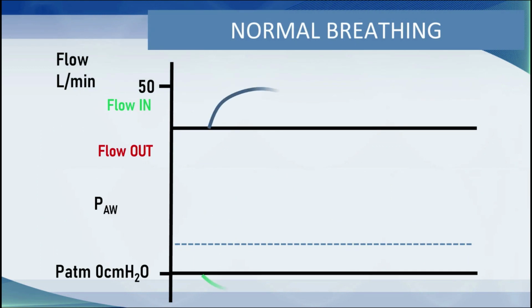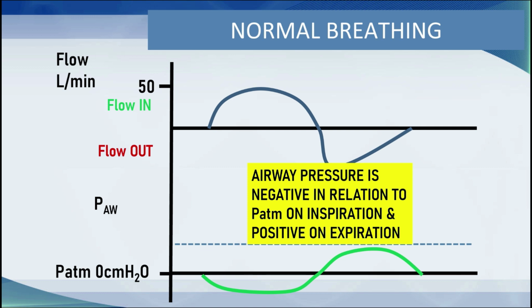Now, you will recall these curves from a previous tutorial where we looked at the normal breathing pattern, the sinusoidal flow pattern, the sinusoidal airway pressure pattern that essentially mirror one another. A slight negative deflection in airway pressure during inspiration and a slight positive airway pressure in expiration, but it all ends up at atmospheric pressure. So airway pressure varies depending on the part of the respiratory cycle, but it all varies around normal atmospheric pressure.